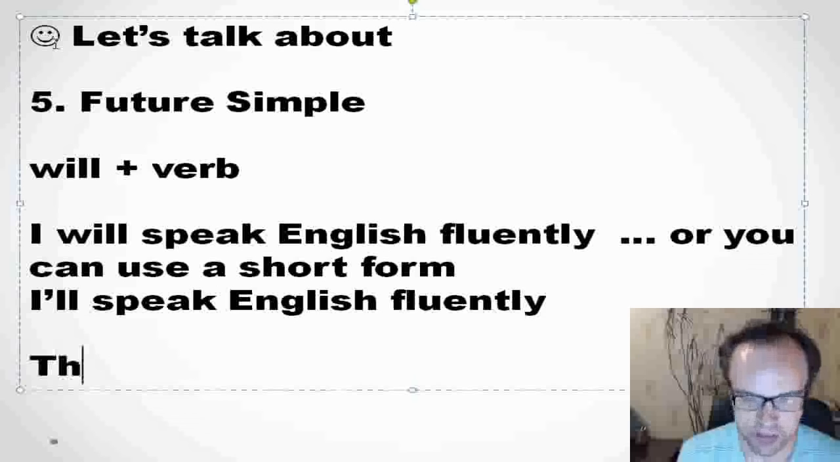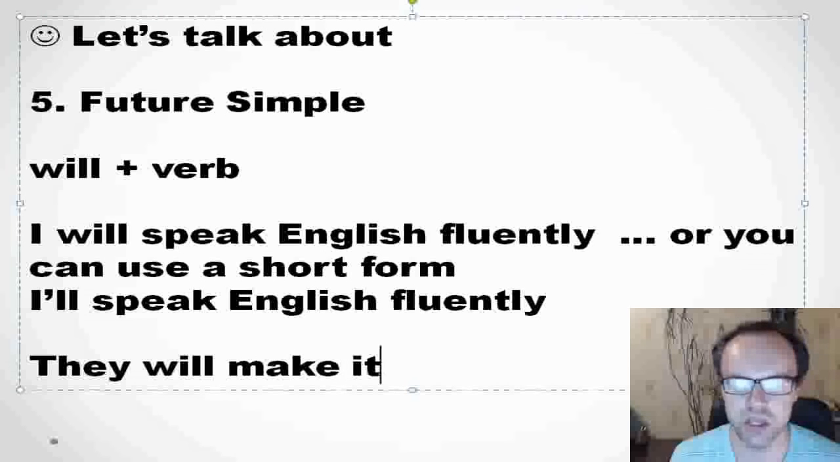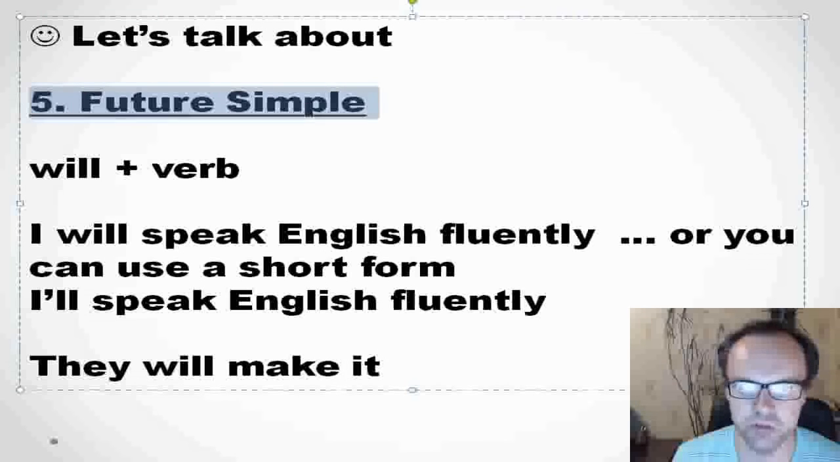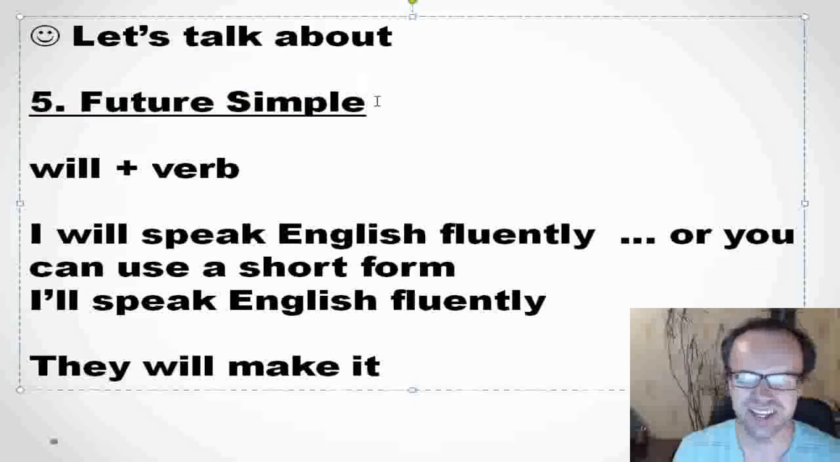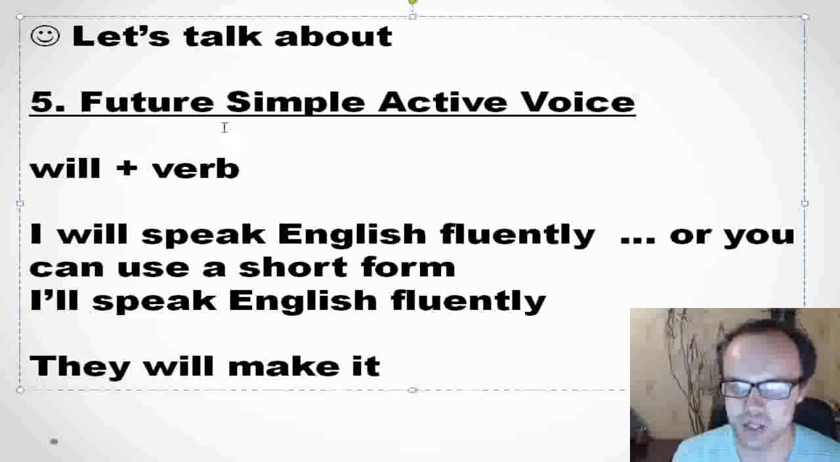Or they will make it. Okay, so it's future simple. I think this tense is really so simple. It's very easy to understand this tense. Okay, well, it's future simple active voice. Let's talk about future simple passive voice.